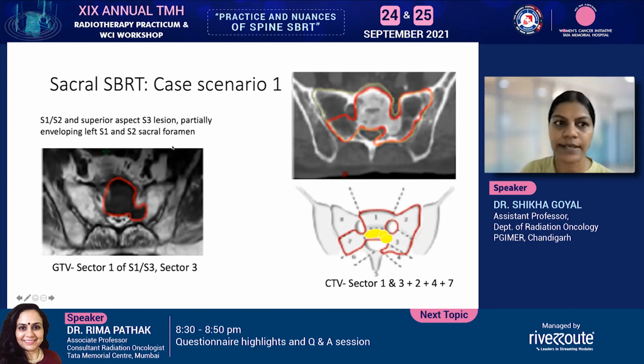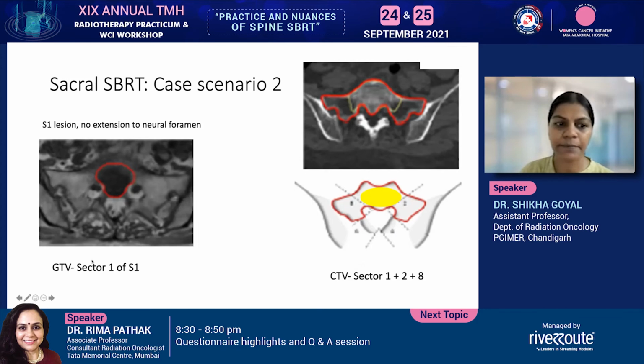Discussing a few case scenarios here. This patient had a GTV which was limited to sector 1 of S1 to S3 and also extended to sector 3. So when we see in this cartoon here, this yellow depicts the GTV, and since there was involvement of sector 1 and involvement of sacral foramen, all these sectors adjacent to this sacral foramen have to be included. Since sector 3 was involved, we additionally include sector 4, and since there was impingement towards sector 7, this was also included in the CTV.